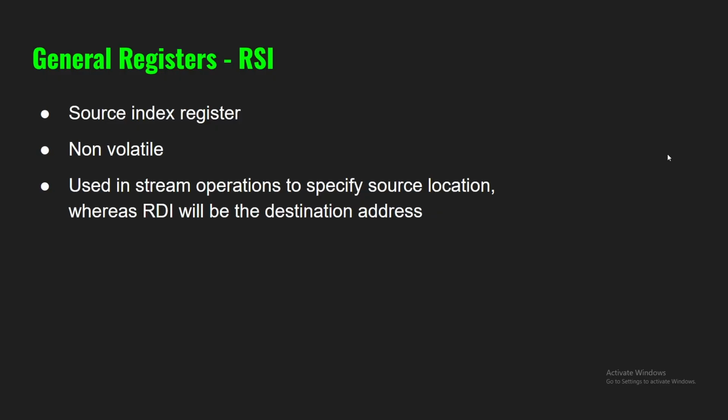The source index register is non-volatile and it's used in stream operations to specify the source location, whereas RDI will be the destination address. So the source location is the starting point, and RDI will be the destination address, or where you want to go in that data stream. So accessing, you'll typically see it multiplied by an index within an array. We'll look more at this when we go into reverse engineering, but this is just how they're used.